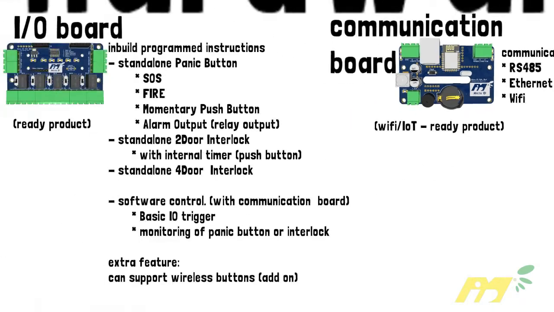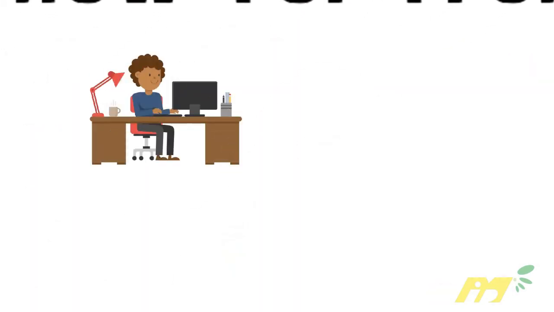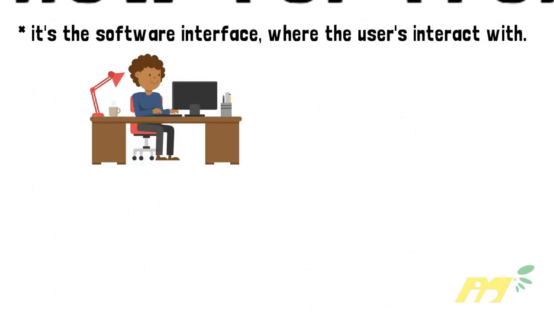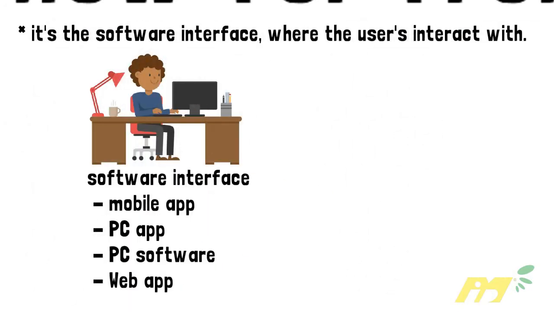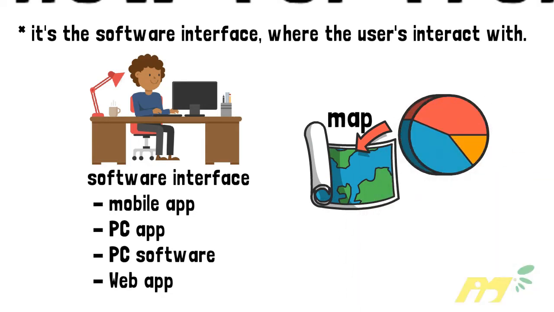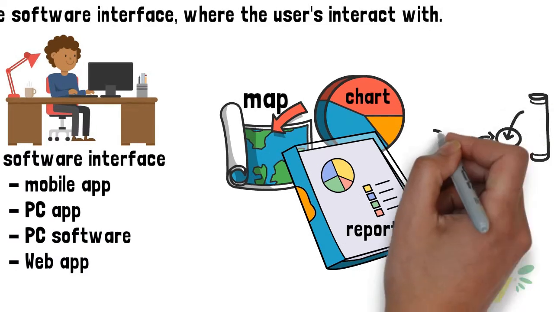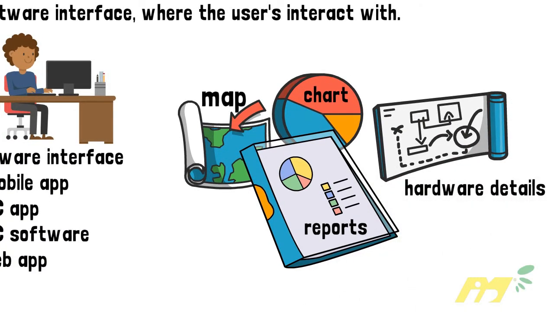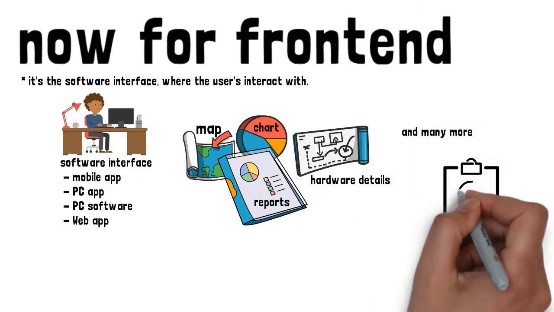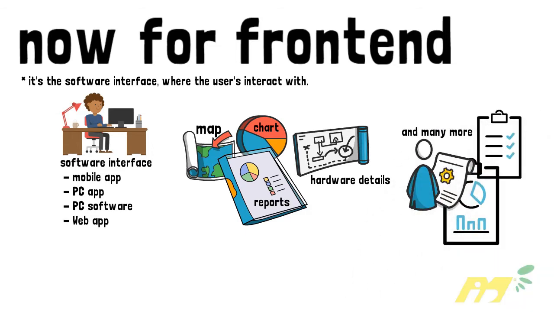Okay, we have covered all the hardwares. Now for the front end. The front end is the software interface that the user interacts with. The interface can consist of a mobile app, PC software or web app. Most of the time, users never care about the hardware, but about what the interface can do for them, such as maps, charts, reports, hardware details, and many other things that the software can provide. Users also want their interface to be simple and to help reduce their workload.